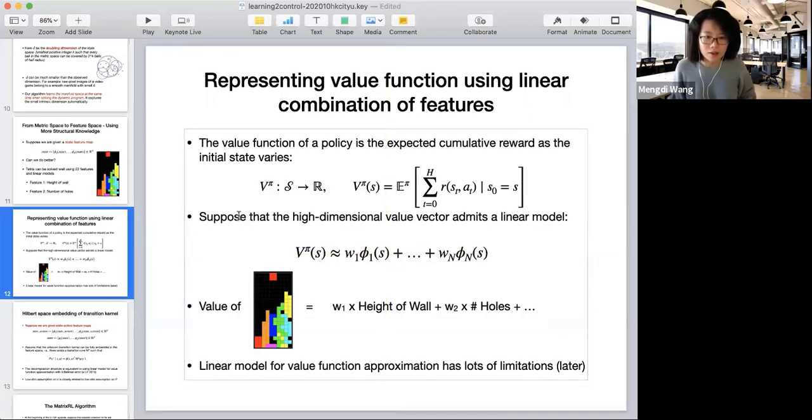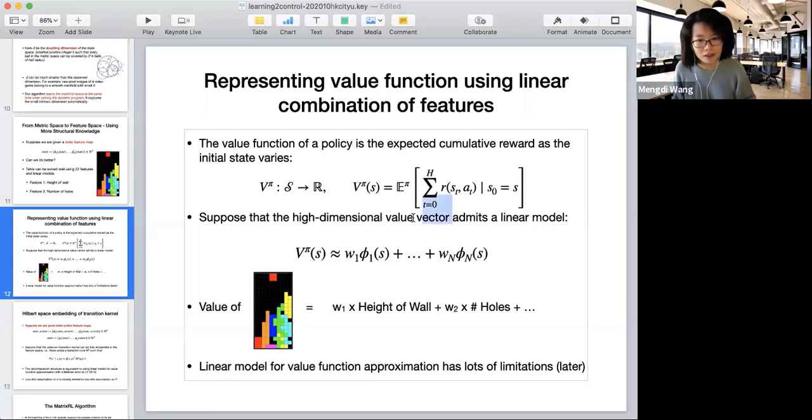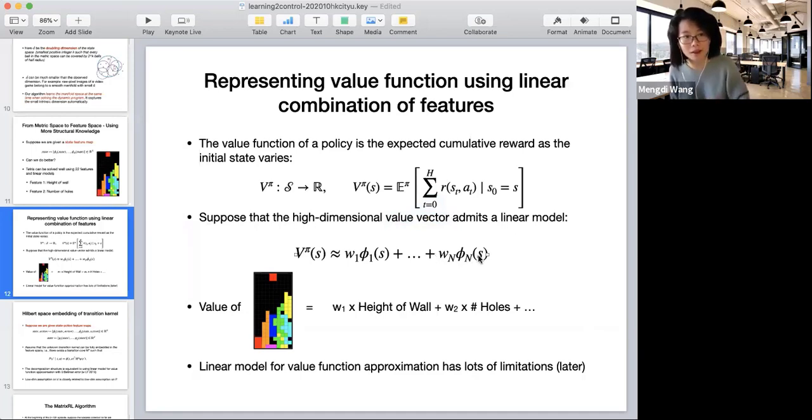Okay. So now, if we have a good feature map, we are tempted to represent this value function, or in the discrete space, this large value vector, using a linear model. So this vector, which could be of dimension S, can now be represented using a parameter vector in dimension n, with n being the number of feature functions. Okay, so that's really the motivation.